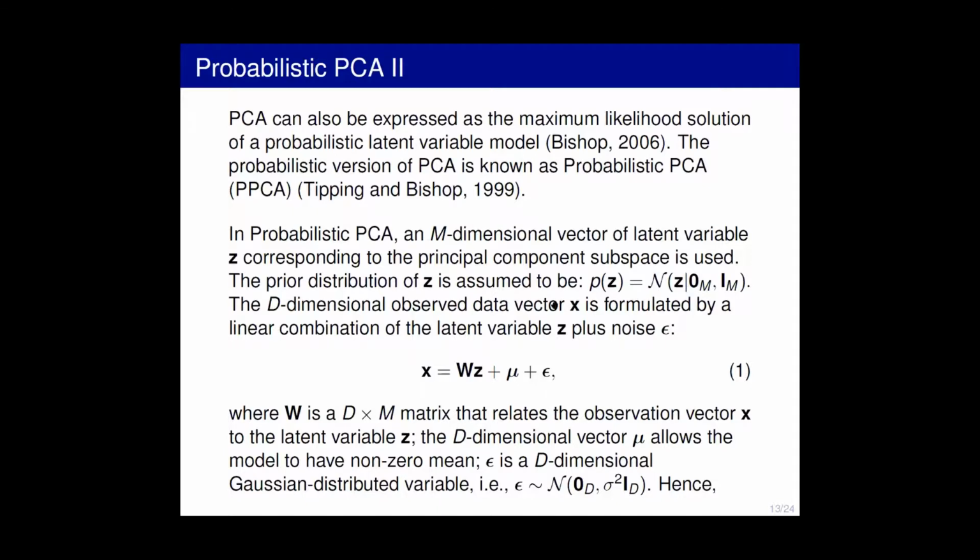So we use some Bayesian approach. This is a prior distribution, and epsilon is some noise. So X is some lower dimension data plus this mean, so you can model non-zero mean. If you center the data, then mu is just 0. So this is our data model.